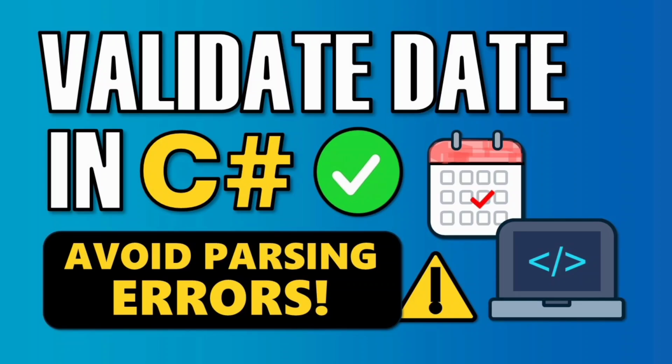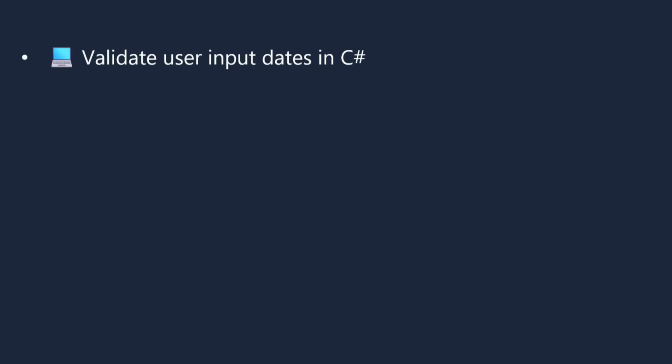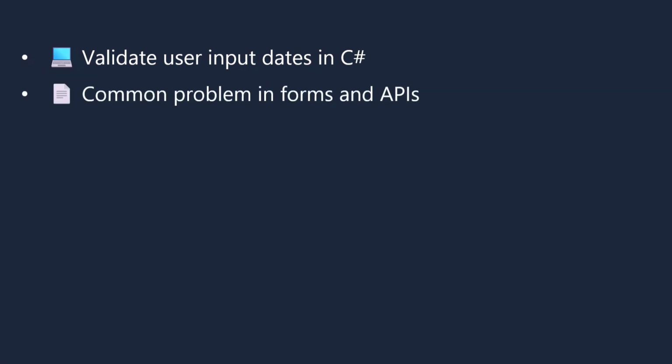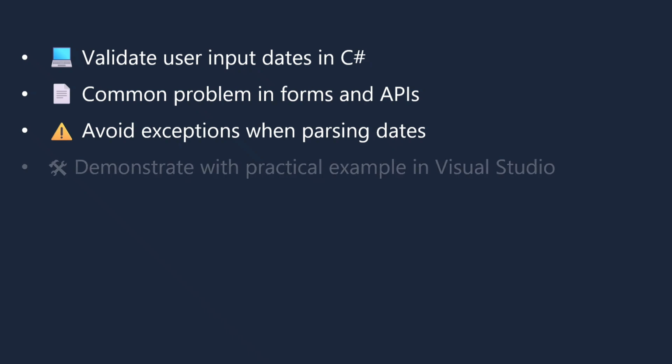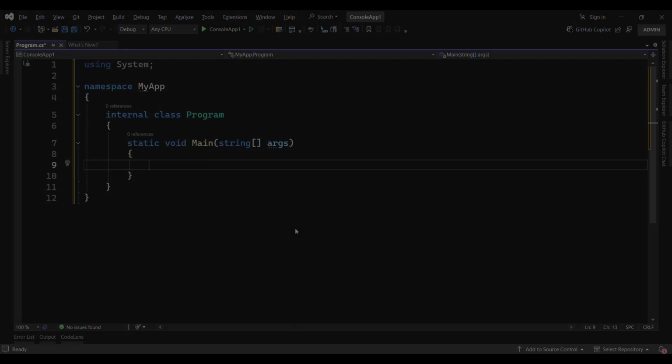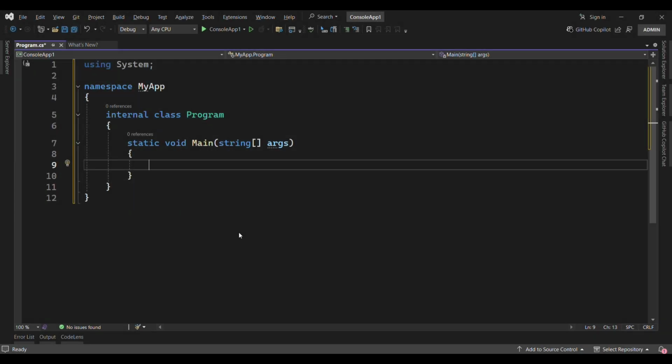Hello friends, in today's video, we will learn how to validate if a date string is in the correct format in C#. This is a very common problem when working with forms or APIs where users input dates. So instead of just talking theory, let me show you practically how to do it with a working example in Visual Studio. Alright, let's start by writing the code step by step.